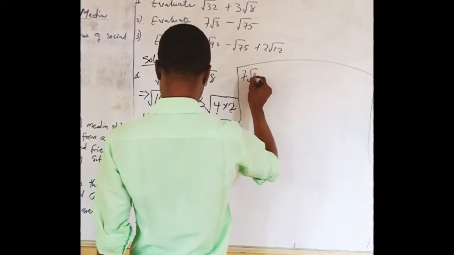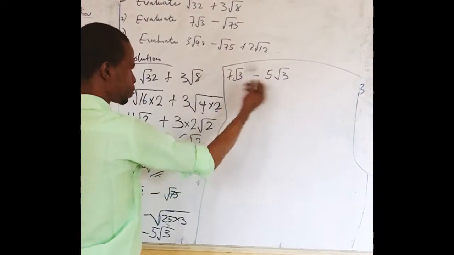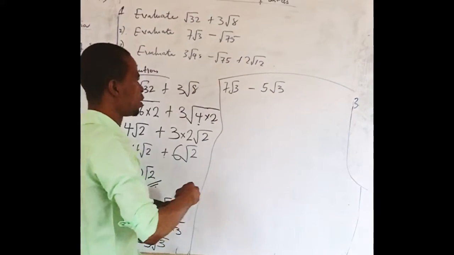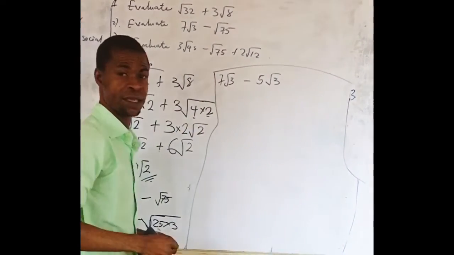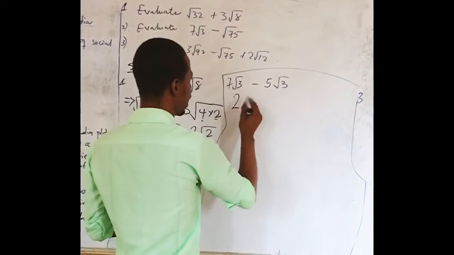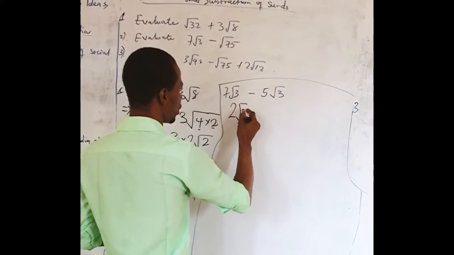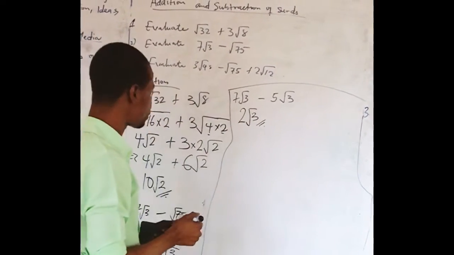7 root 3 minus 5 root 3. Now I can minus the outside numbers. So I have a 7 here and I have a 5 here. So I can say 7 minus 5 will give me 2. And I'm having the same root. I'm having root 3, root 3, so I'm going to choose one there. Root 3. That's my final answer.